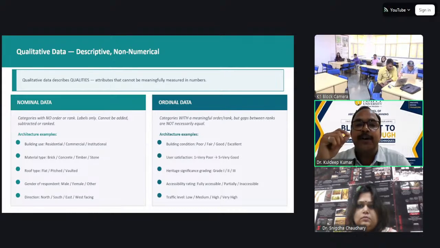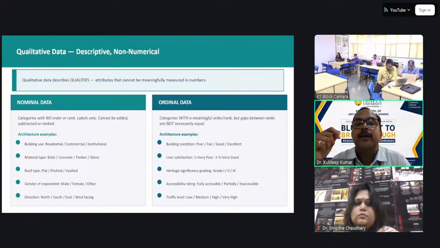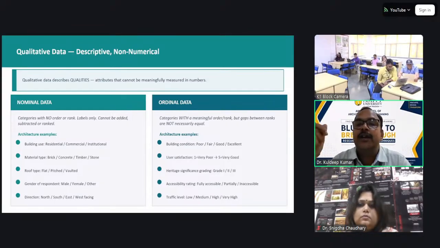As the name suggests, it describes qualities, that is, attributes that cannot be meaningfully expressed as numbers. It answers questions like what is the type, what is the category. Qualitative data is always categorical. It places things into groups or ranks. It also has two subtypes, nominal and ordinal.